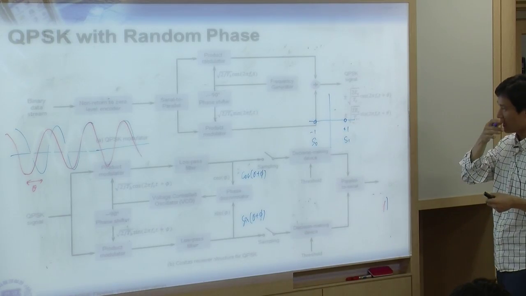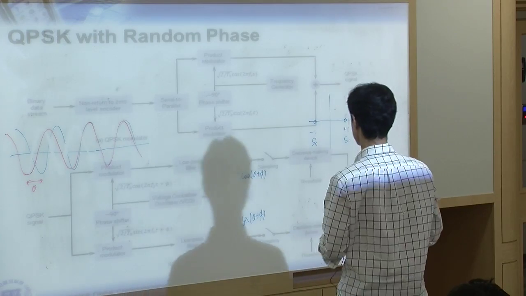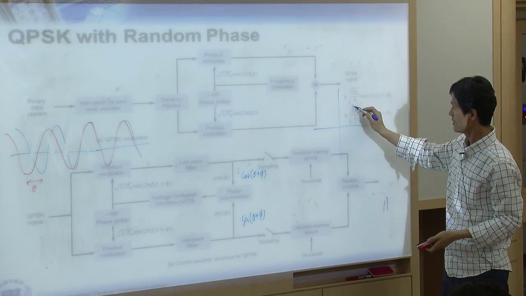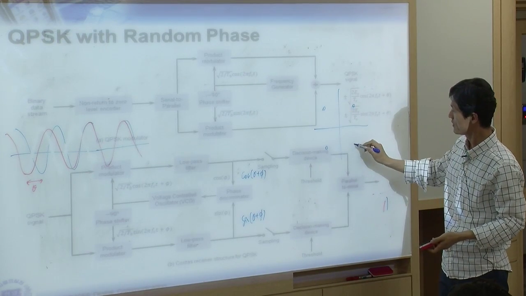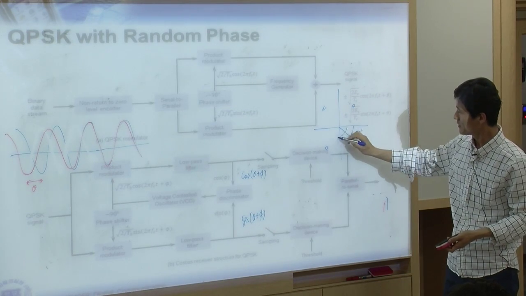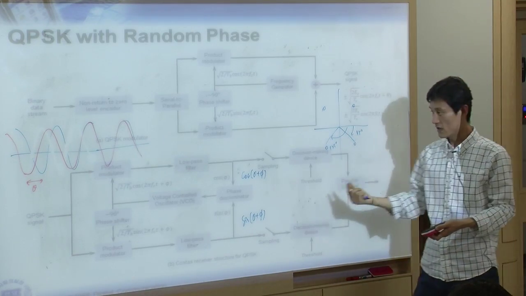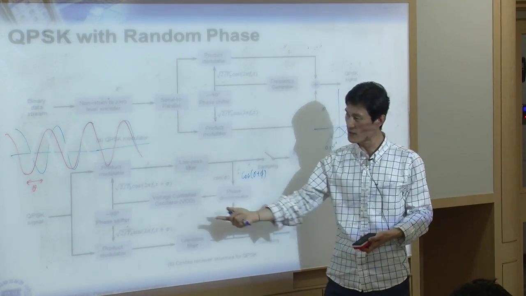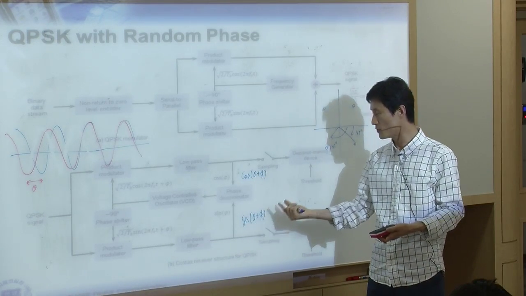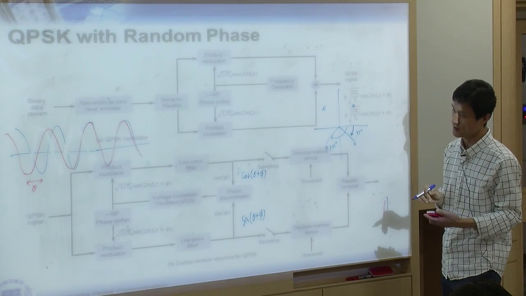But in QPSK, our constellation is different. In QPSK, our constellation is here, here, here, here. And this one, let's say, is 45 degrees, 135 degrees, something like this, right? So eventually, the phase difference here, again, the phase is random, but eventually, we want to make this phase to be some number, like 45 degrees, 135 degrees.